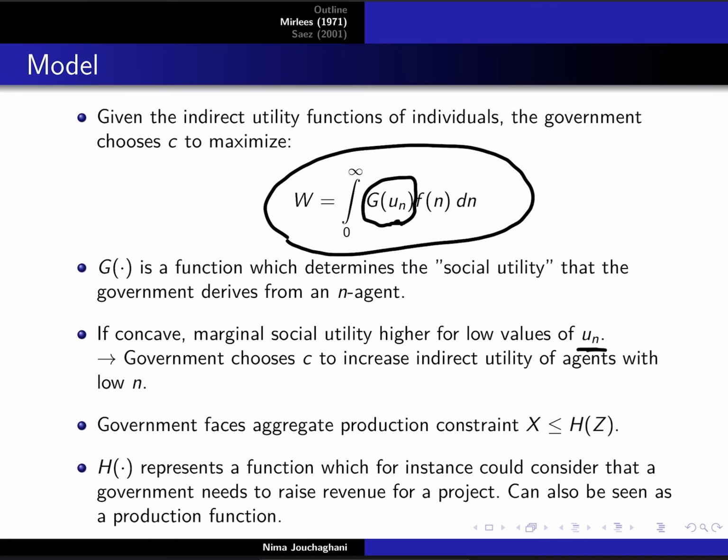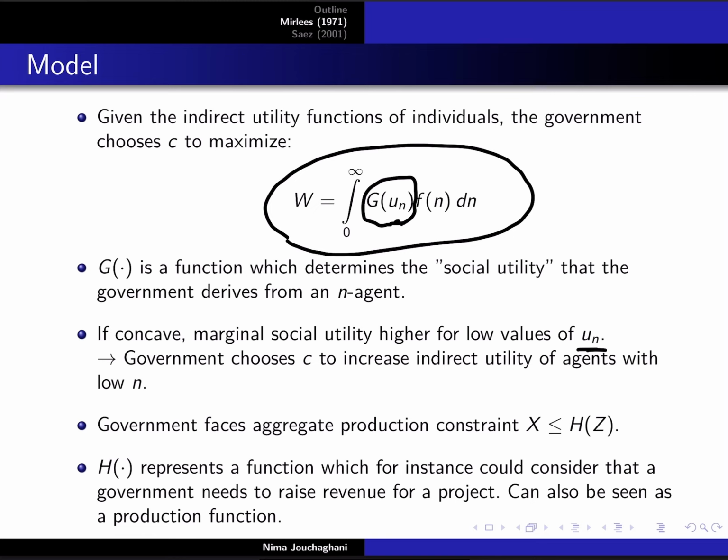So if then a government is choosing C to maximize this W function here, so the welfare, then it cares more about increases in utility for people with low N, so with low income, rather than people with high N. And therefore, this is a situation where you could think of a government having the goal of equality more than a situation where, for instance, this G function would simply be linear and the government would simply add all the indirect functions with the same weight. So think of G basically putting, depending on the shape, more weight on a particular group of individuals in the society.